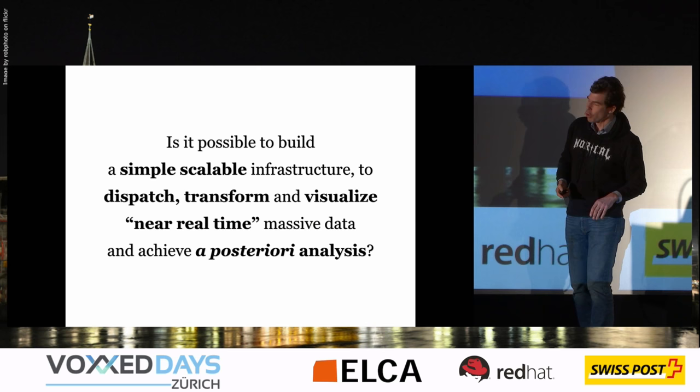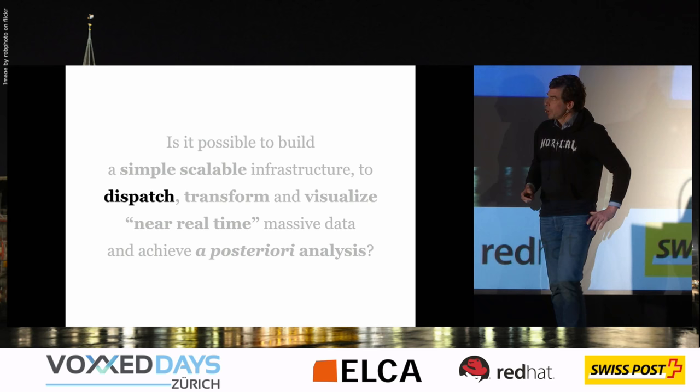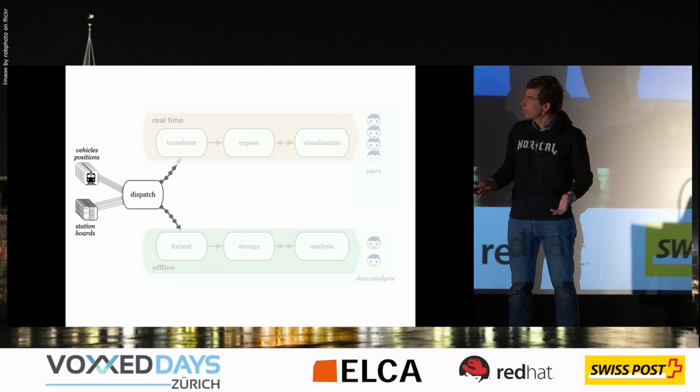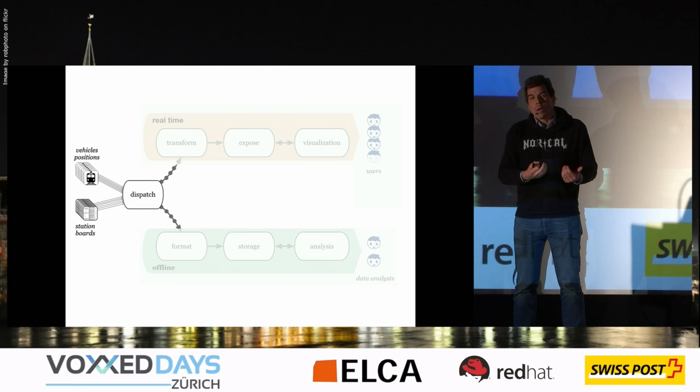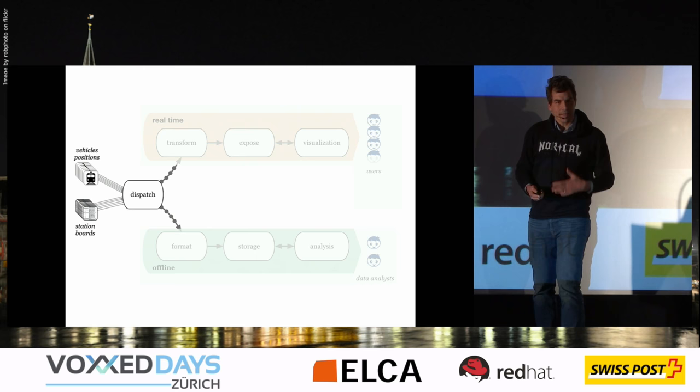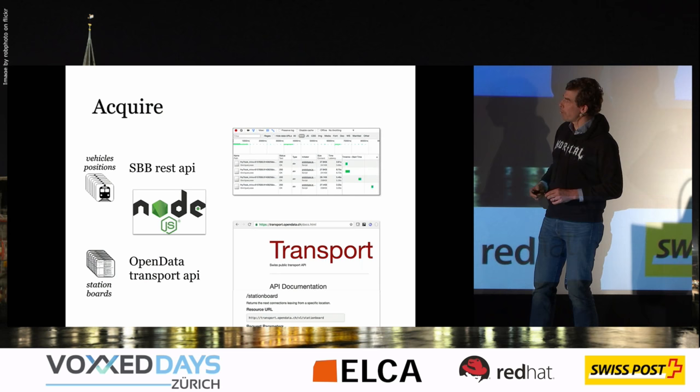OK, let's start with the first brick of the architecture, which is dispatching events. Quite easy. We have vehicle positions and the station boards. And we need first, before dispatching them, to acquire them. So all these vehicles, they do have a GPS, and most of them transmit their position in near real time to Post Auto, to SBB, or whatever company. Of course, as outsiders we do not have access to this information. So we have to find a proxy.